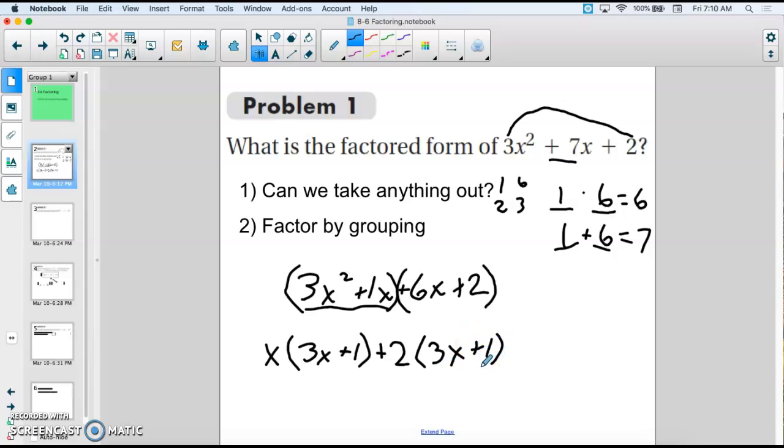Now, this is the key part. The key part is that these parentheses are the same. If they're not the same, you messed up somewhere, so go back and redo it. Okay, they have to be the same here. Now this is our last step right here. We're going to put the pieces we took out, the GCFs, together in one set of parentheses.